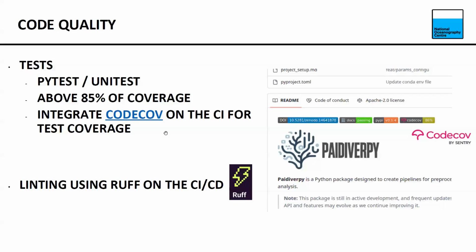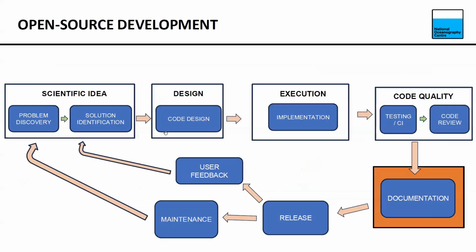About linting, I'm using Ruff. I don't know if people are familiar with Ruff, but Ruff is amazing because it integrates together isort, Pylint, and it's faster. So I really recommend you start using Ruff if you've never used it before.